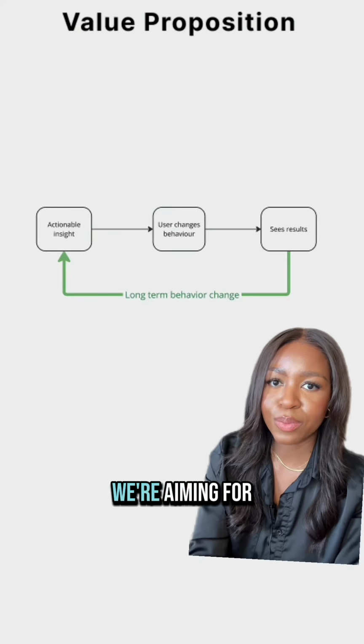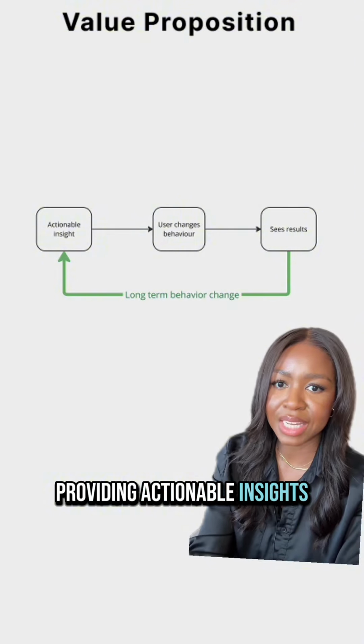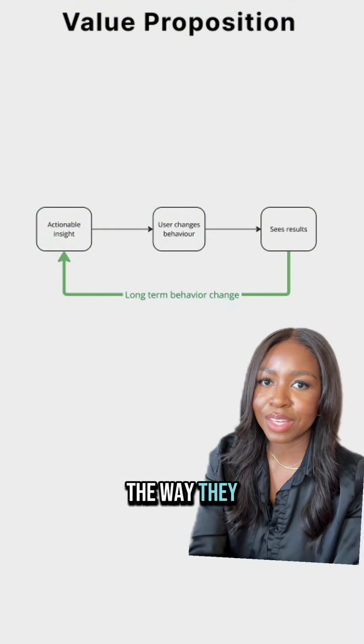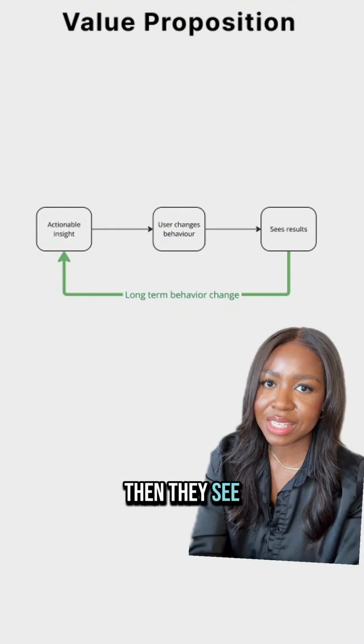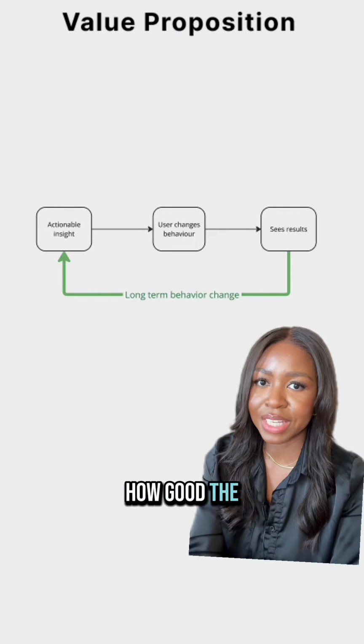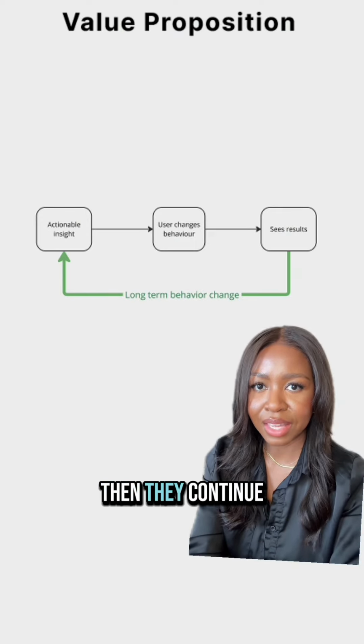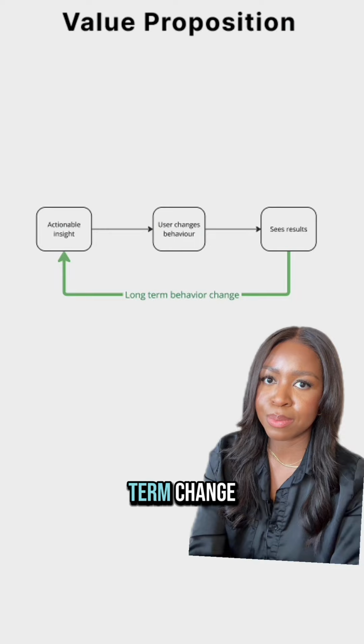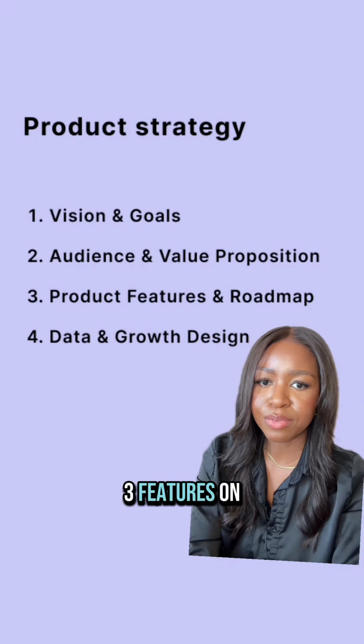This is the user flow that we're aiming for, providing actionable insights, which leads to the user changing the way they use their electricity. Then they see results, which reinforces how good the insights we give are. Then they continue the cycle, which leads to long-term change. Now we're at number 3, features and roadmap.